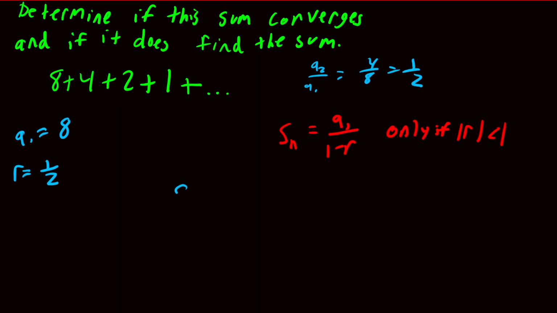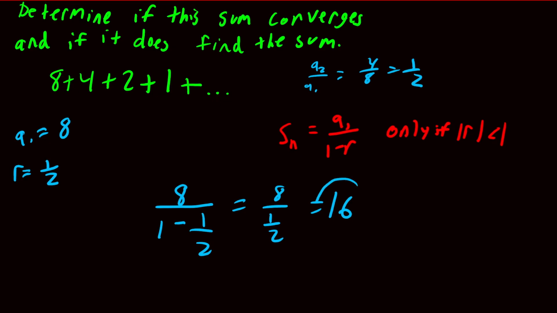So a1 is just 8 over 1 minus the ratio is 1/2, so it's just 8 over 1/2, which is 16. So it converges, right? It converges to 16. Converges to 16. Now why? Well, let's think about it.